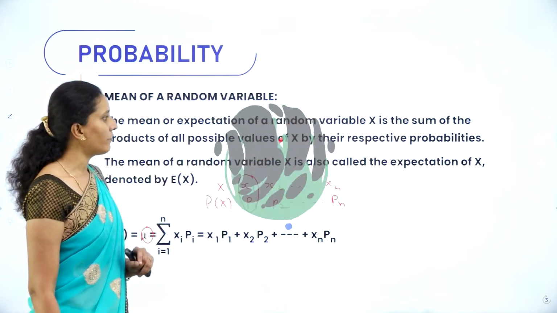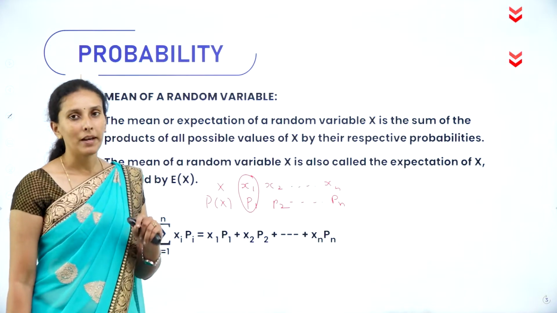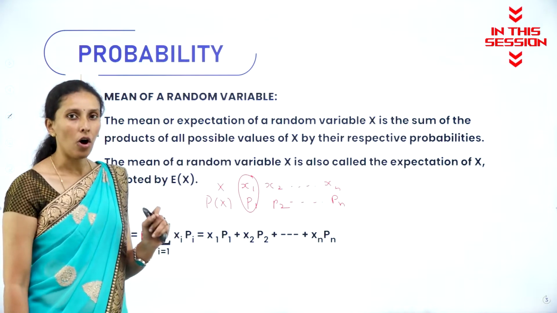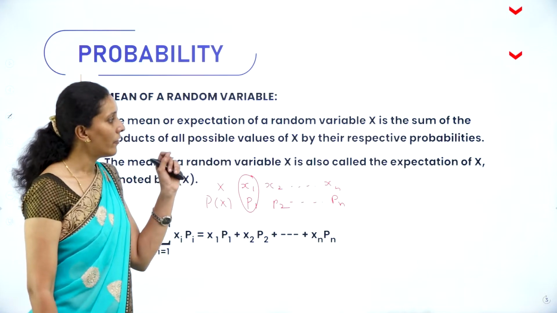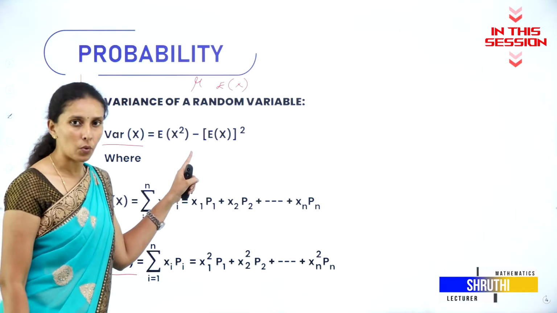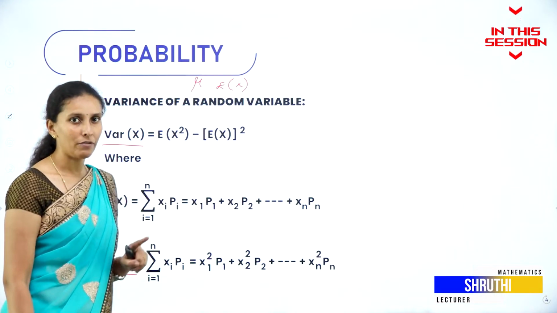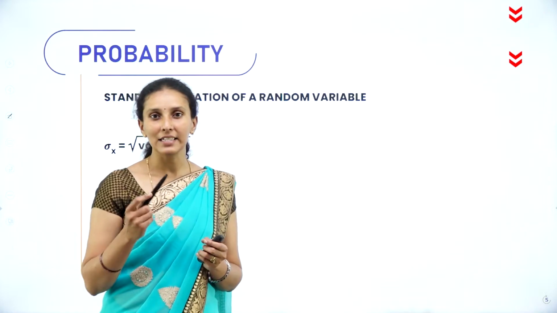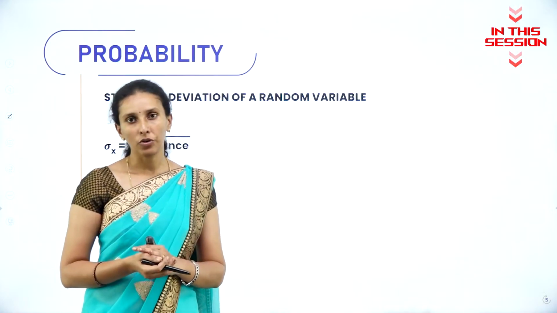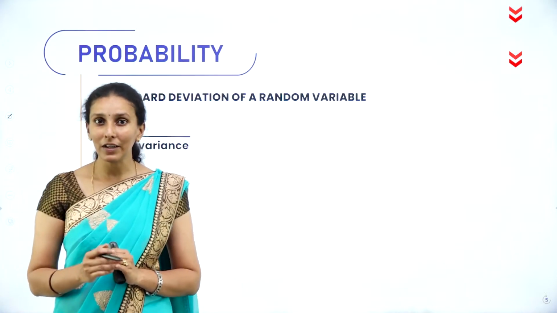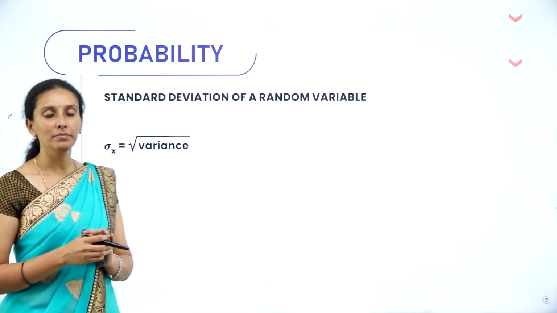The mean of the random variable is denoted by the symbol mu, and it is defined as the sum of all products of the random variables with respect to their probabilities. The difference between E of x square and the mean of a random variable will give you the variance of a random variable. Whatever value you get as the variance, take the square root of the variance and take the positive value. That will give you the standard deviation of the random variable.